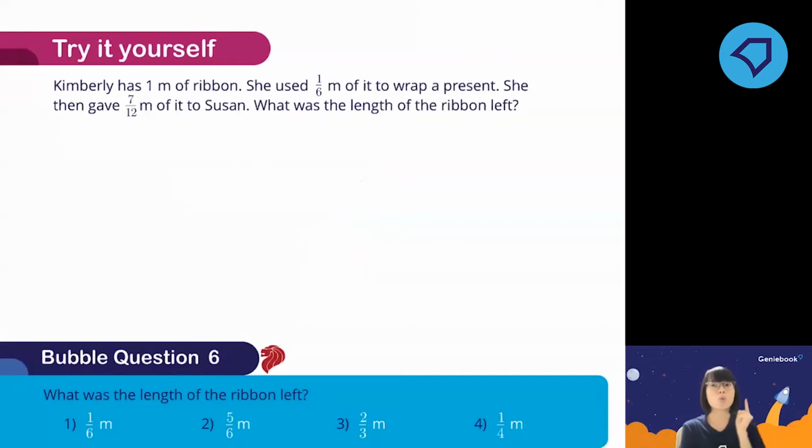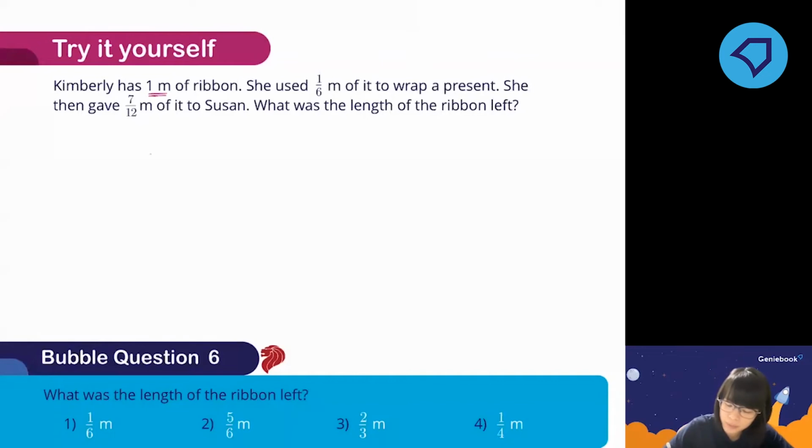1 meter is 1 whole. Okay, you can take it as 1 whole. So I want to find what was the length of the ribbon left. Okay, options launching in 3, 2, 1. Let's go. Ta-da. Okay, for this one, at first you have 1 meter of ribbon.